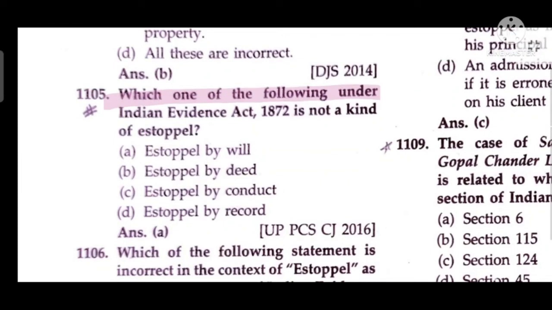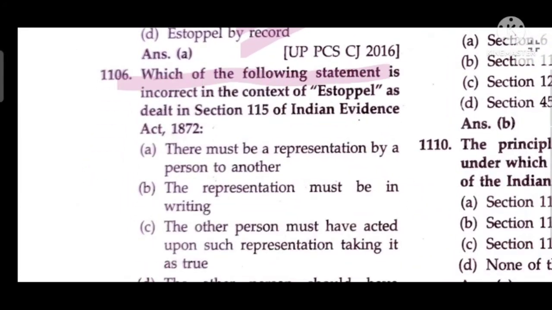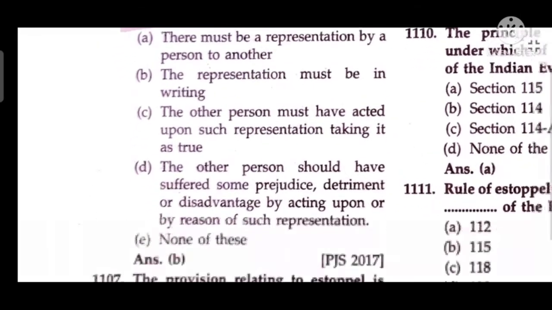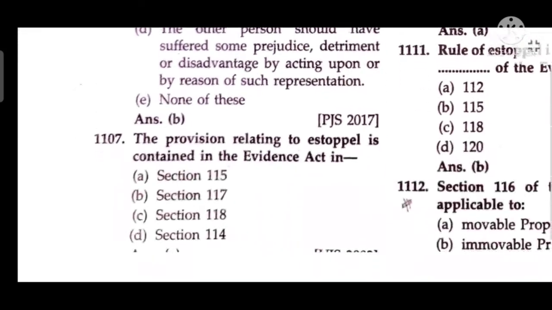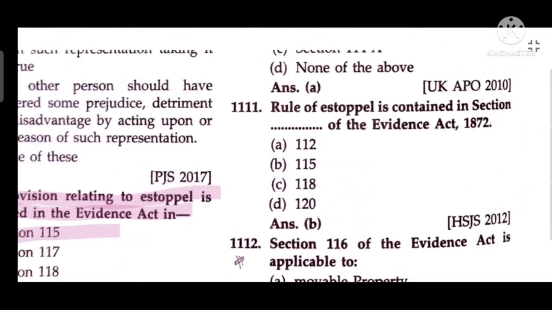Which one of the following under the Indian Evidence Act is not a kind of estoppel? Estoppel by will. Which one is a kind? Estoppel by deed, conduct, record. Which one of the following statements is incorrect in the context of estoppel as dealt with in Section 115 of the Indian Evidence Act 1872? The representation must be in writing. The provision relating to estoppel is contained in Section 115.